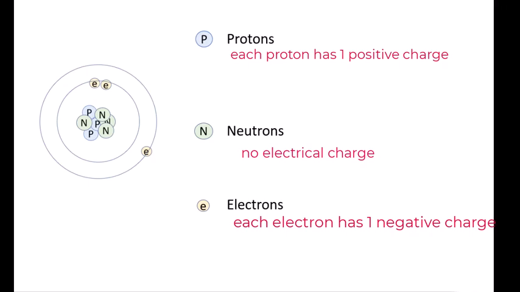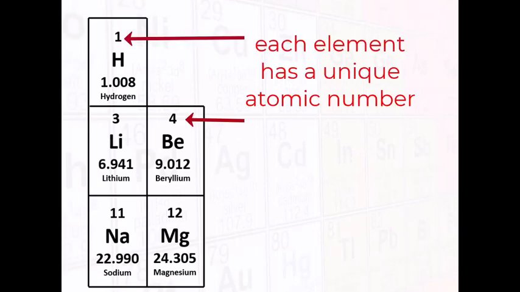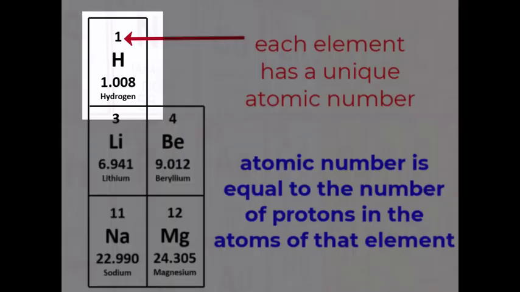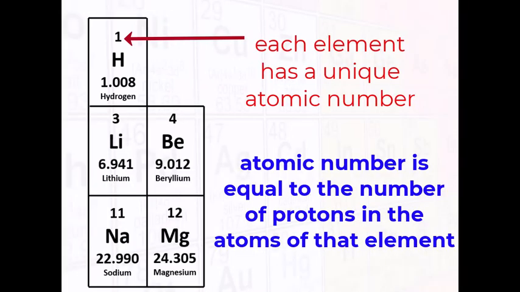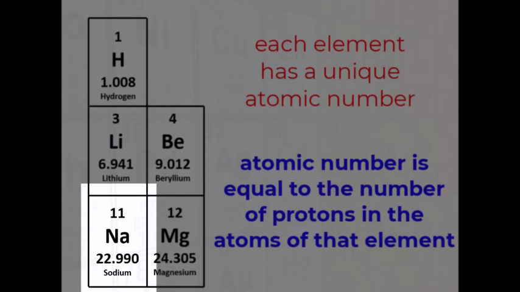Hey, let's look at that periodic table. Notice that each element has a unique atomic number shown. This is where it gets really cool. That number tells you how many protons there are in each atom of that element. So, hydrogen, number 1, means that hydrogen atoms each have just one proton in their nucleus. Lithium, number 3, 3 protons in their atoms. Now you try it. Sodium is number 11. How many protons? Sure hope you said 11.